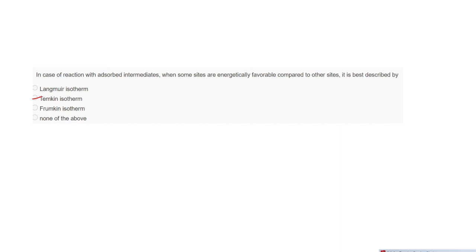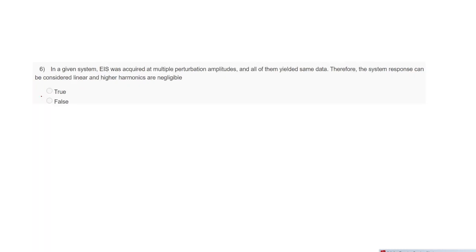At the same time, you have multiple adsorption sites. In the case of Frumkin, it's a repulsion between the species, but all the sites are equally favorable for all the species. Here the difference is some sites will be more favorable than the others. So there is a high tendency that the molecules will approach those favorable sites first. Only once those are filled, the others will be filled that way.